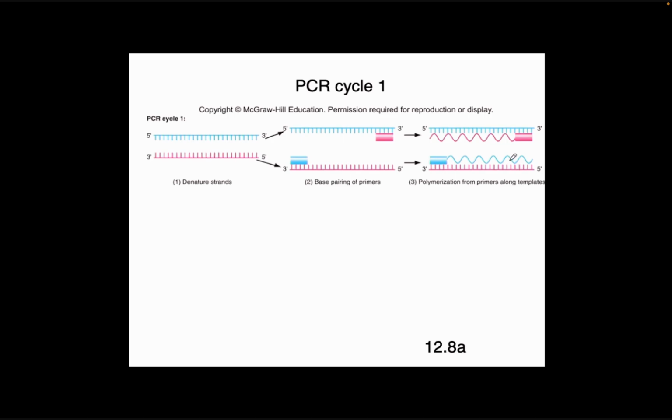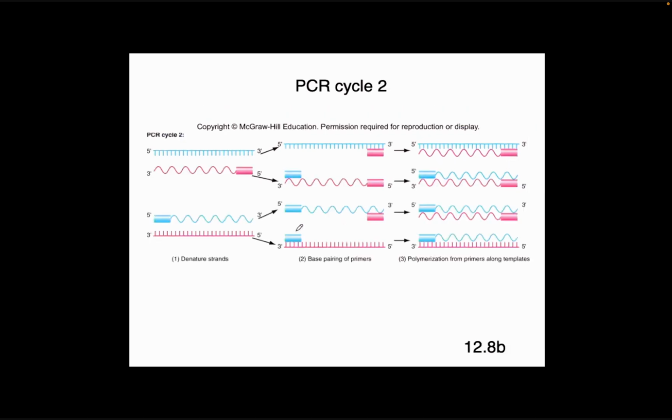That's our first replication. We then denature again. So now we have two strands, two blue templates, two red templates. The primers bind again. And what happens now? We end up with four double strands. So we went from one double-strand molecule to two double-strand molecules.